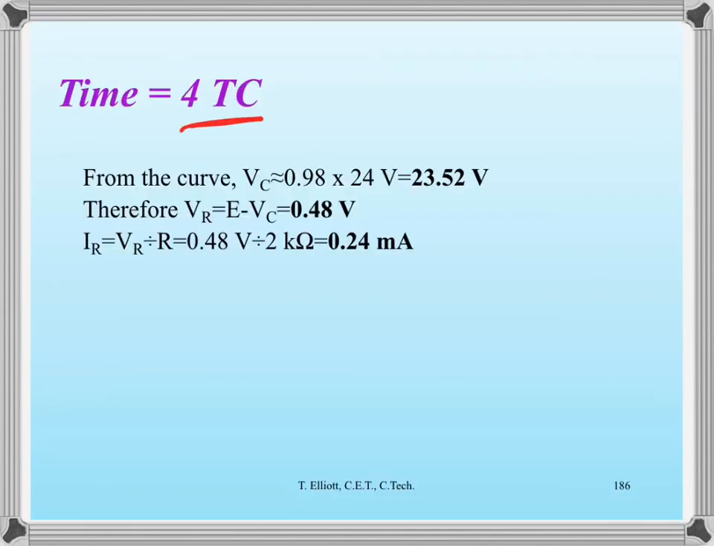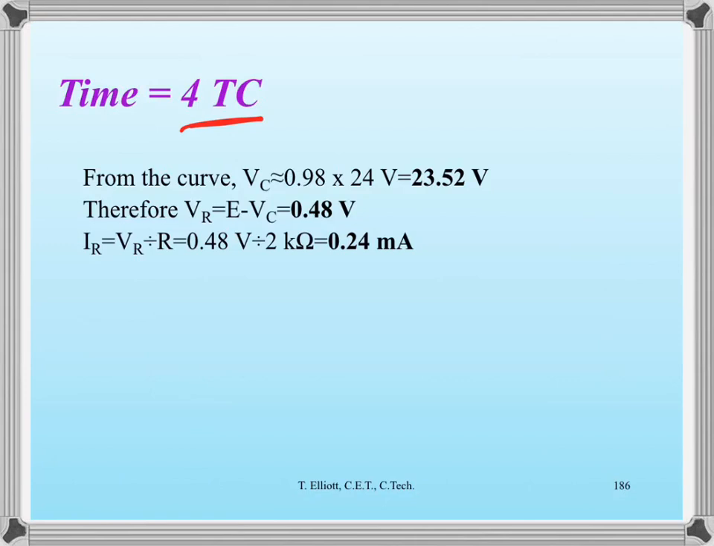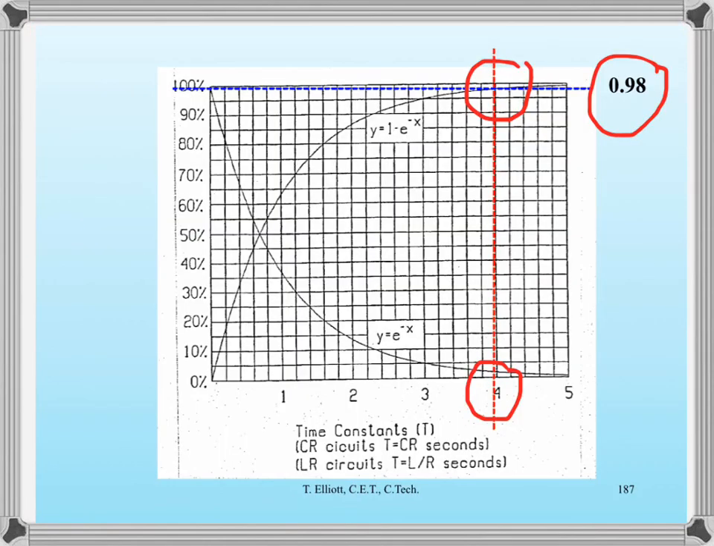4 time constants. Okay, so we're way over here. We're almost to the end. So off the graph, I'm saying the capacitor voltage is about 98% of its final. So that's 23.52. Subtracted from E, 0.48, divided by R is 0.24 milliamps.